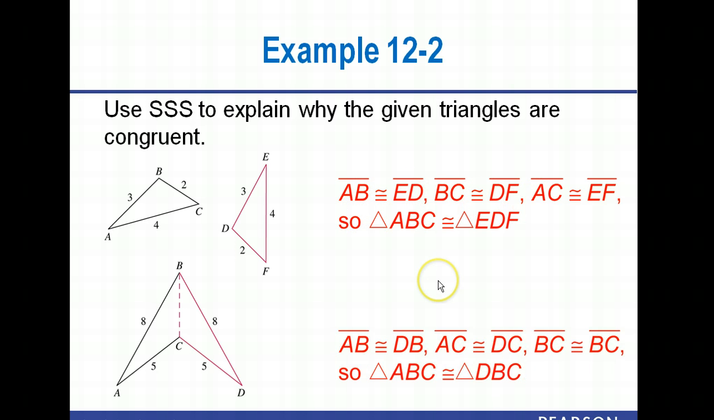Likewise for this bottom one, we can see that the sides on the outside are both 8, these are 5, and they share this side here, which means obviously BC is the same thing as BC, right? BC is congruent to BC, so triangle ABC is congruent to triangle DBC. Again, make sure it's labeled in the proper way.